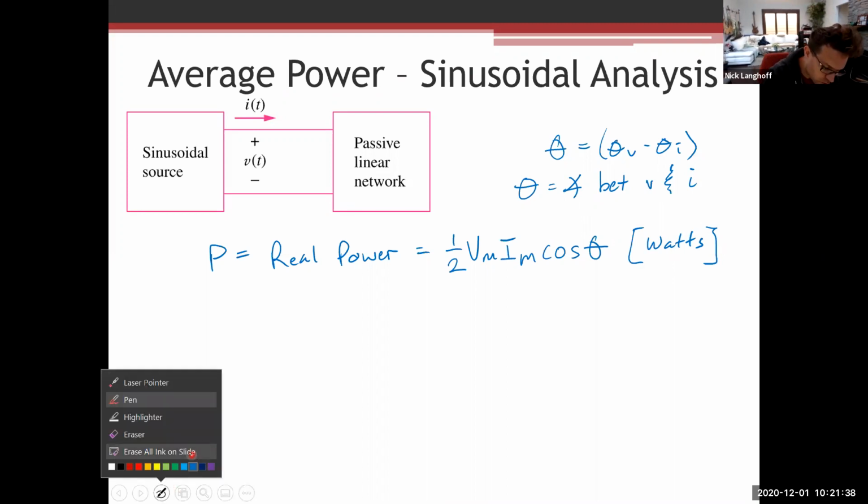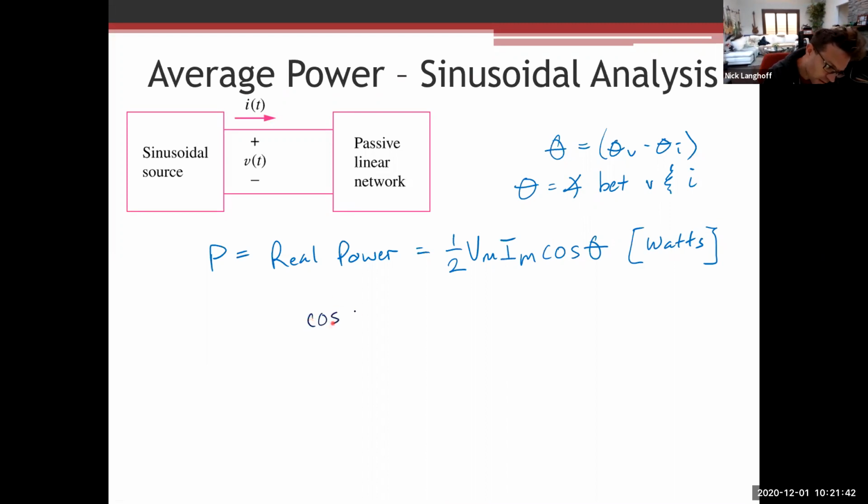For something I'll just throw in here and we'll come back to later, cosine of theta is called the power factor. And we'll talk about this shortly.